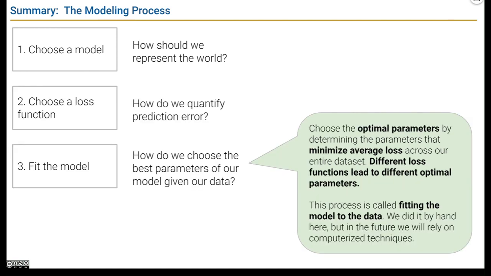We then solve for the optimal parameters by minimizing the average loss, and we can see we'll get different optimal parameters for different loss functions. That whole process is called fitting the model to the data. And in these examples, we were able to do it by hand using calculus, but we'll see for future models that it will become trickier to do that, and we'll use numerical approximation techniques.